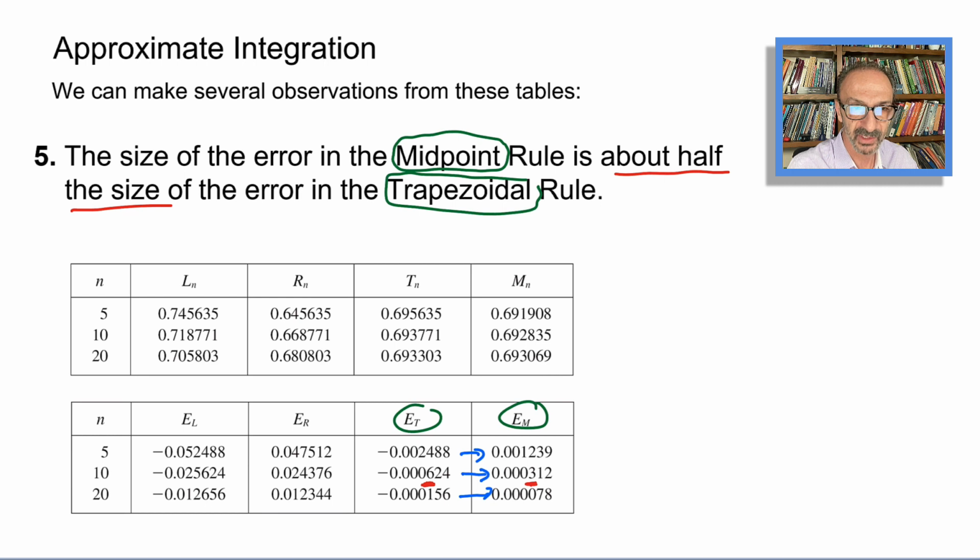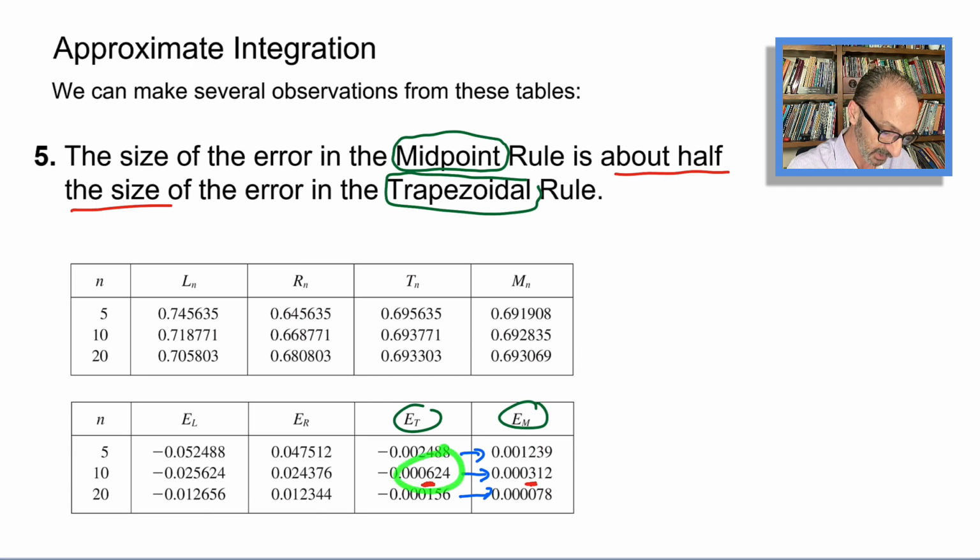Number 5. The size of the error in the midpoint rule is about half the size of the error in the trapezoidal rule. Going directly on the same line, this is 12 and 24. That's about half. So it looks like the midpoint approximation gives us fewer errors, about half the errors that we get from the trapezoidal rule.